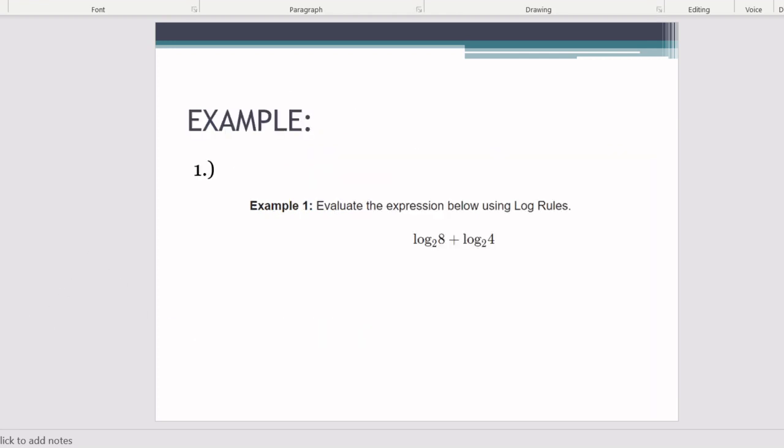Alright, let's have examples to make it more challenging. Let's evaluate the expression below using logarithm rules. So please remember the rules that have been given to you.